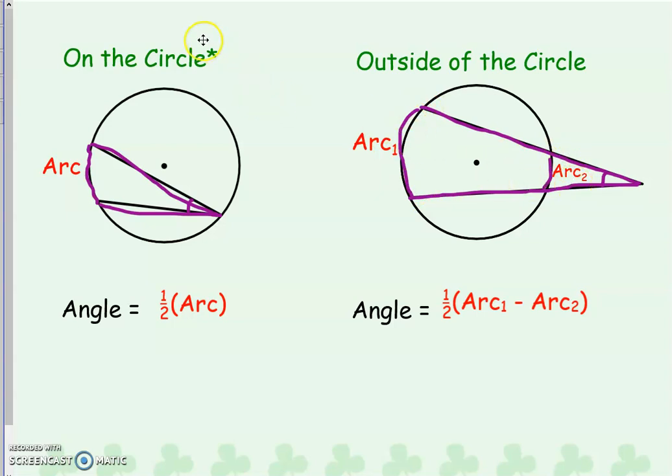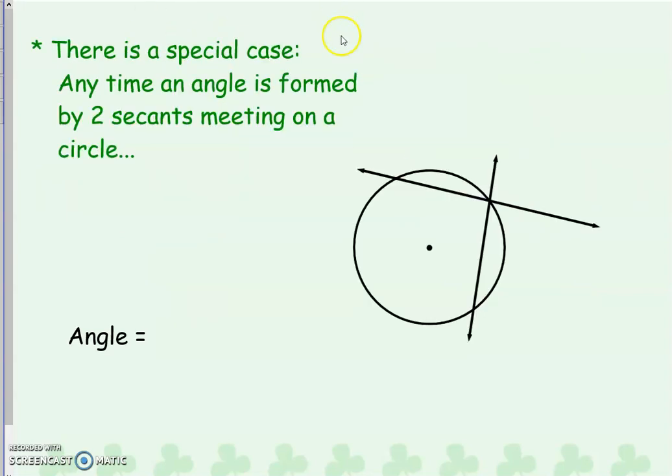Now, let's come back and take a look at this asterisk and see what it says. There is a tricky scenario, or a special case, when an angle is made up of two secants. Now, secants are like chords in that they hit a circle twice, but the difference between a secant and a chord is a secant is a line that goes on forever. Now, in this particular instance, the angle I want to look at is this angle here. And you might think, oh, the vertex is on the circle. The angle is half the arc.